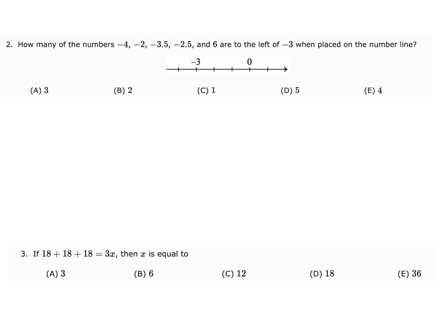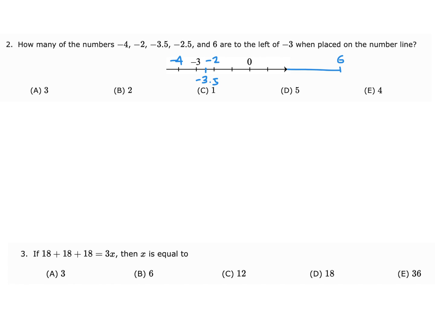How many of the numbers minus 4, minus 2, minus 3.5, minus 2.5, and 6 are to the left of minus 3? Okay, well, minus 4 is right here. Minus 4, stick that in there. Minus 2 is here. Minus 3.5 would be here. And 6 would be way out here somewhere, right? 6 would be out here.